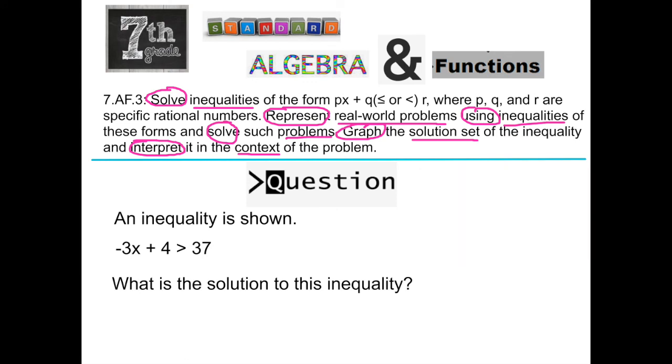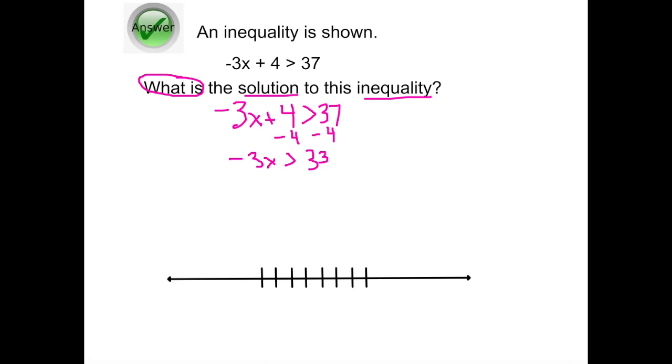Time is up. Let's take a look at the answer. An inequality is shown. Negative 3x plus 4 is greater than 37. What is the solution to this inequality?